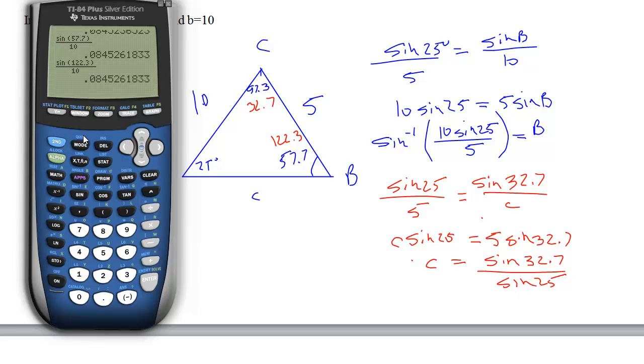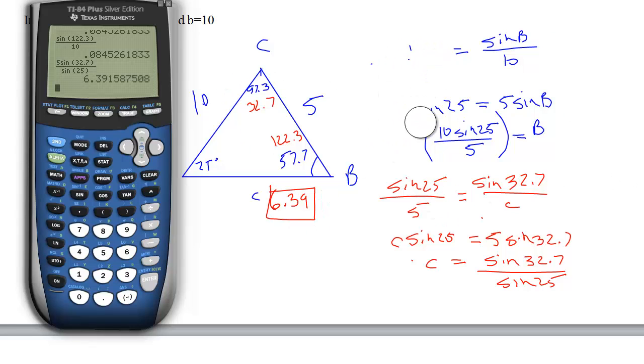So let's go ahead and set that one up. And that's, let's see, 5 times the sine 32.7 over sine of 25. So that would be 6.391. So there's one. And then we'll go back to blue.